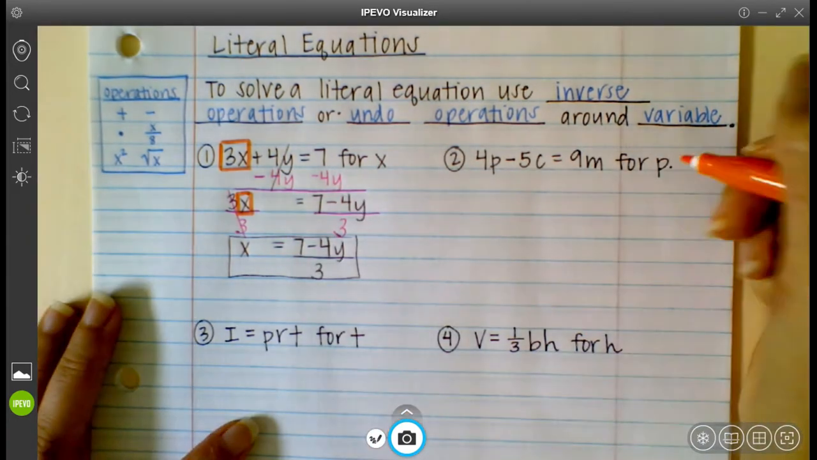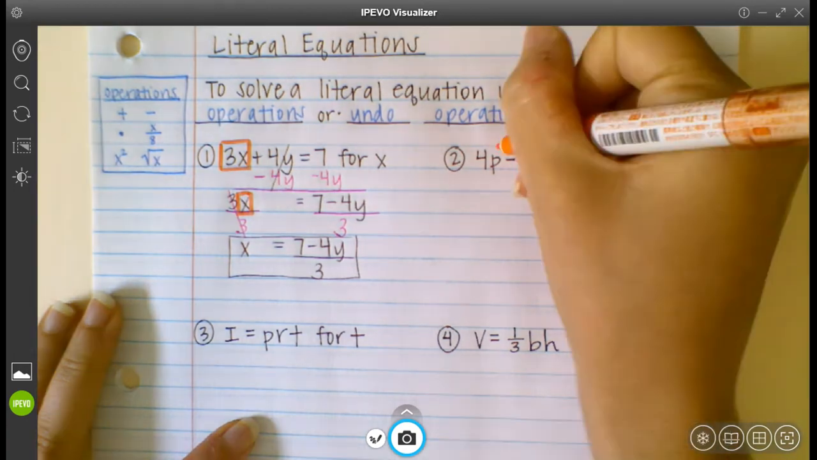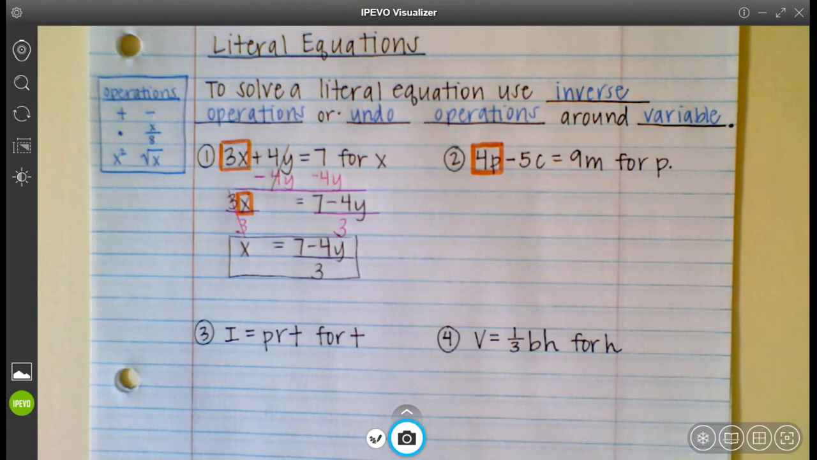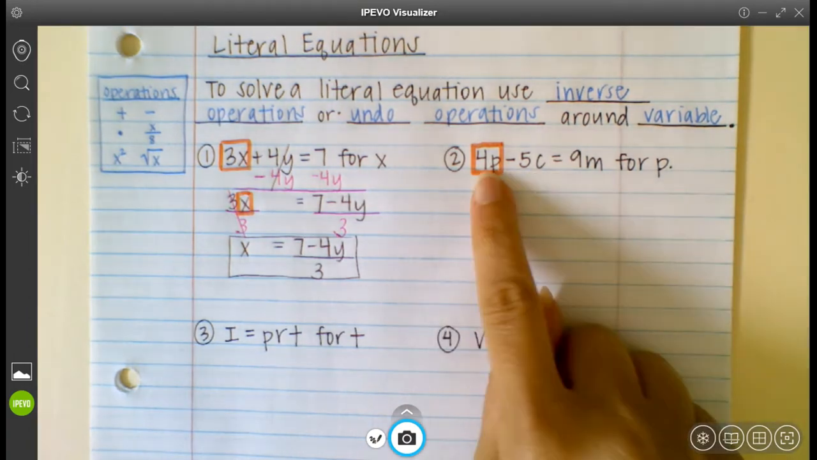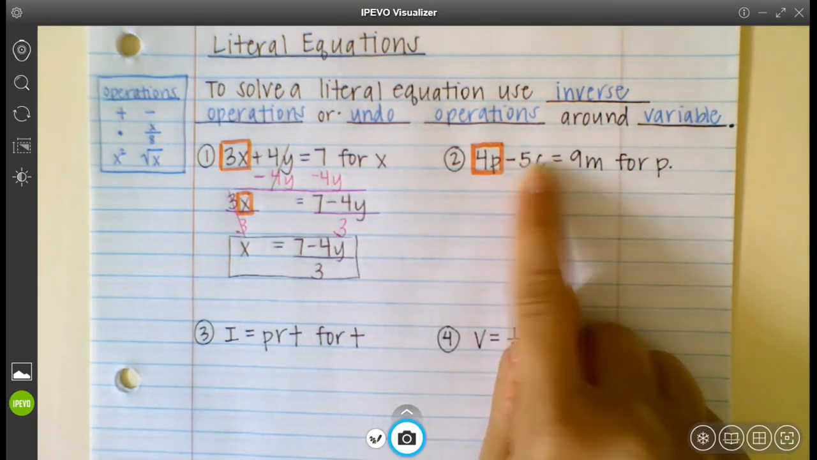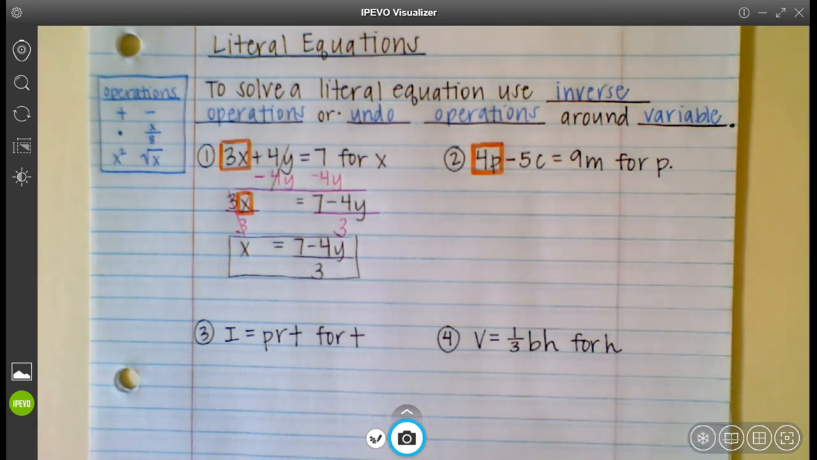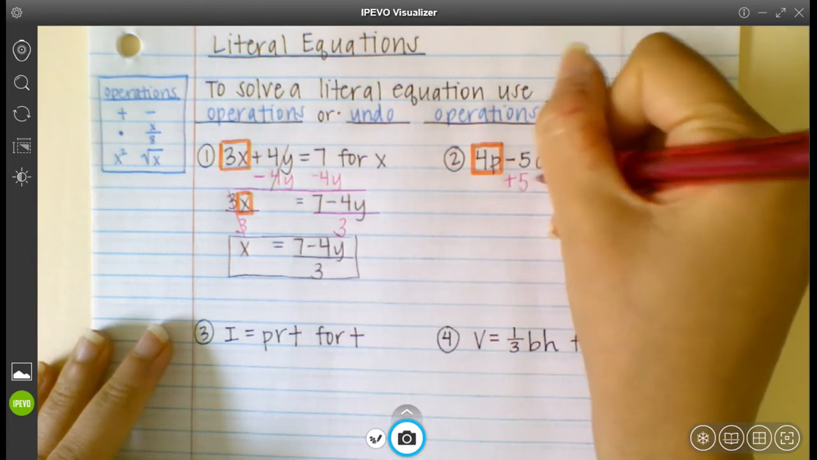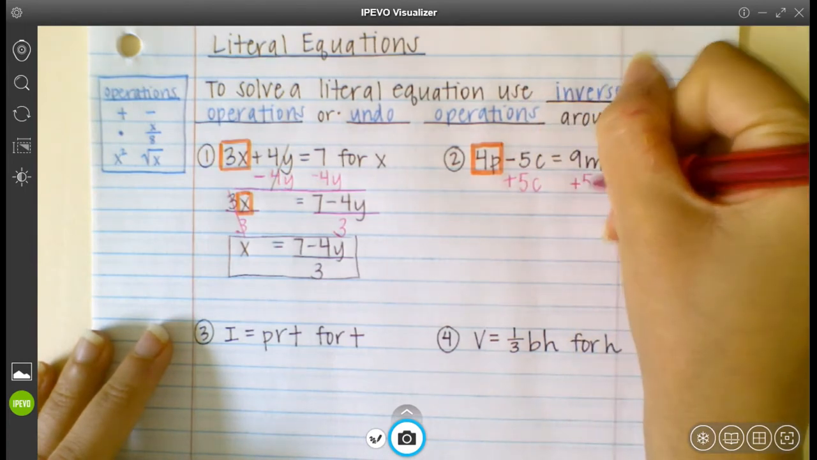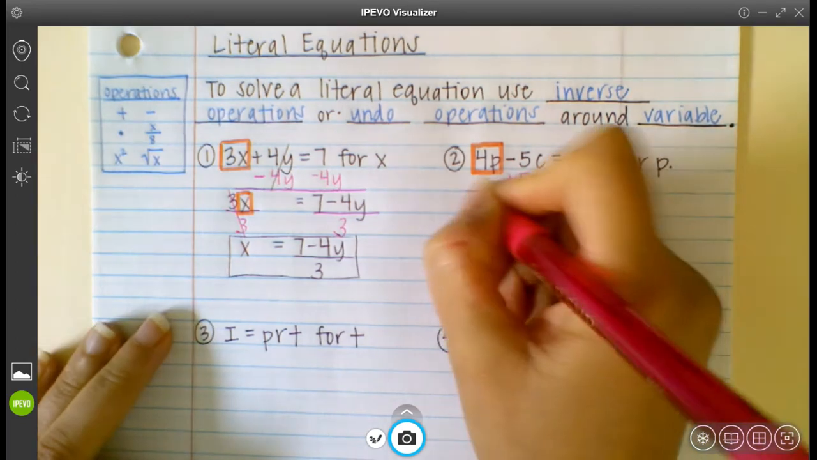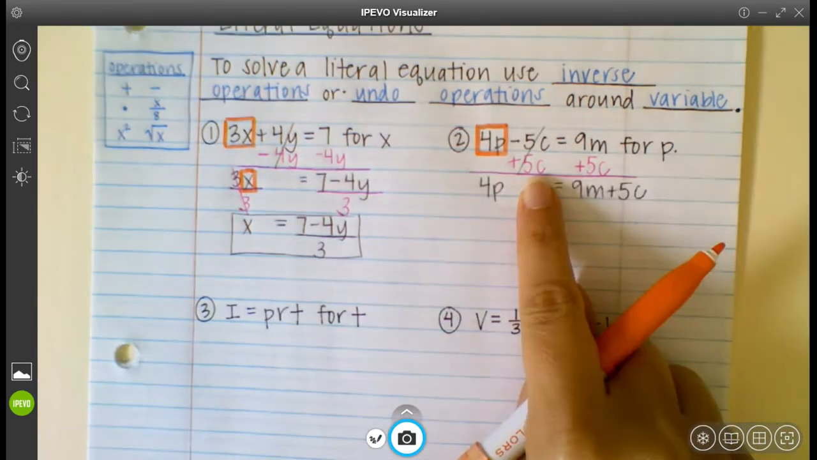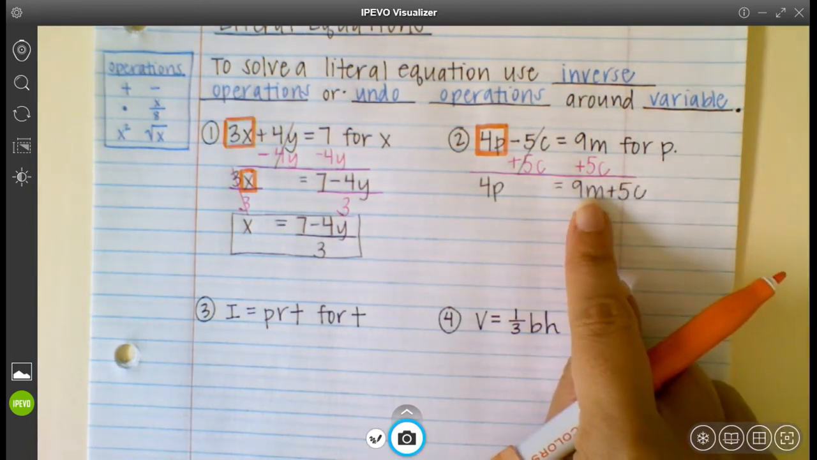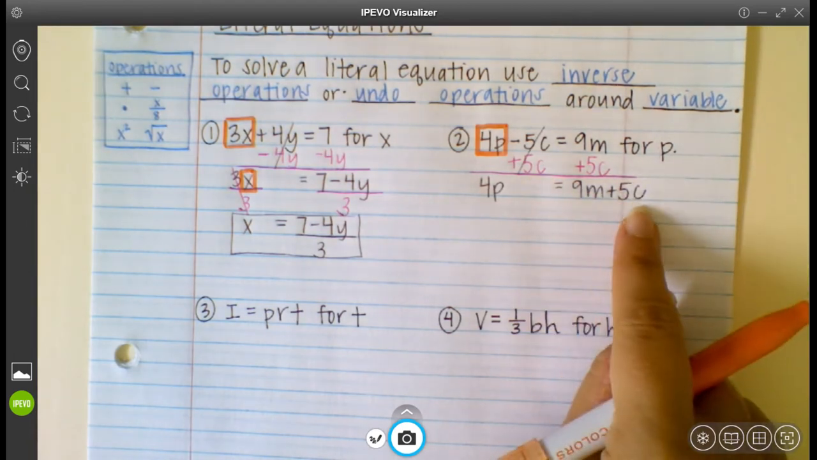For number 2, we are solving for p. So we're going to box anything that is directly associated with p. So notice here on our left side, we need to undo subtraction by 5c. So on both sides of our equal, we are going to add 5c to both sides of the equal sign. So our 5c's undo each other, and we're left on the right side with 9m plus 5c.